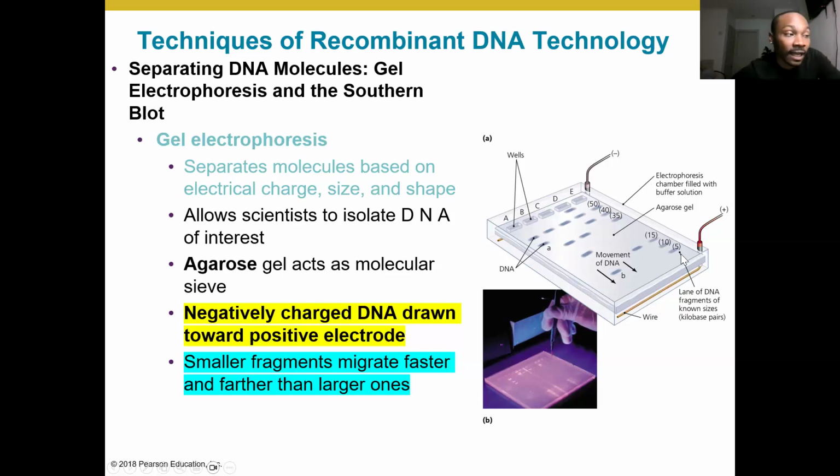So for example, you'll have DNA down here that might be 150, 200 base pairs in length. But up here, where my mouse is, you'll have DNA fragments that are larger, like 5,000 base pairs, because it was just too big to get through down here. So bigger ones will be up here, smaller ones will go through. And again, gel electrophoresis separates molecules based on charge, size, and shape. The negative DNA will be attracted towards the positive end, and smaller fragments will migrate faster and farther than larger ones.